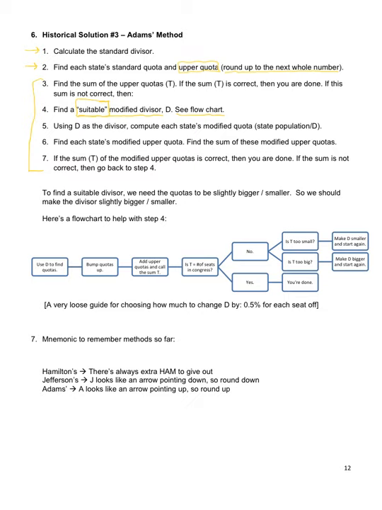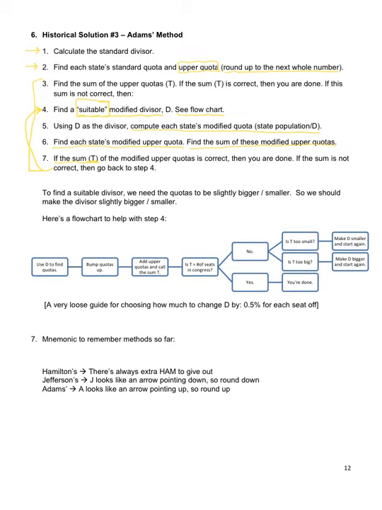All right, once you get a modified divisor, D, you're going to compute each state's modified quota. Take the state's population and divide it by the modified divisor. And then you're going to find each state's modified upper quota. Find the sum of these modified upper quotas. If your sum, which we'll still call T for total, of the modified upper quotas is correct, you're done. If your sum's not correct, then you go back to step 4 and you start again. So to find a suitable divisor, you need to make your quotas either slightly bigger or slightly smaller. So you should make the divisor either slightly bigger or slightly smaller.